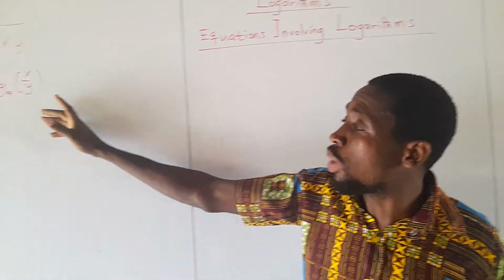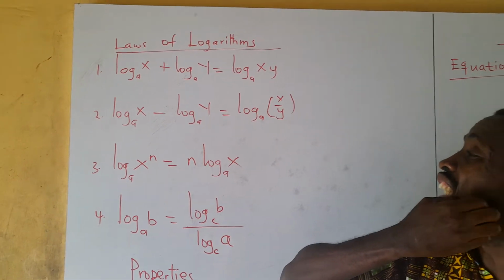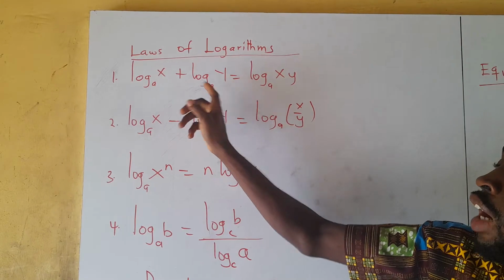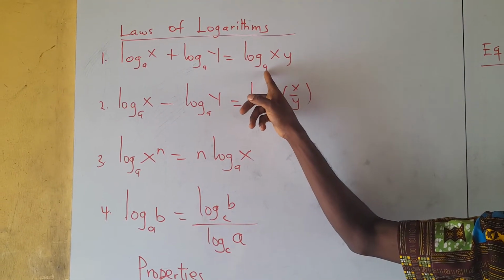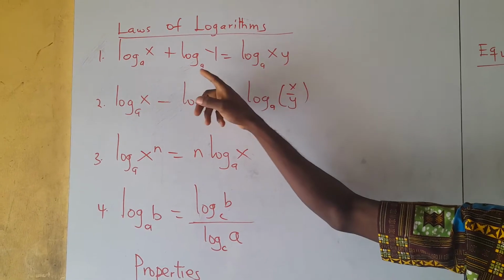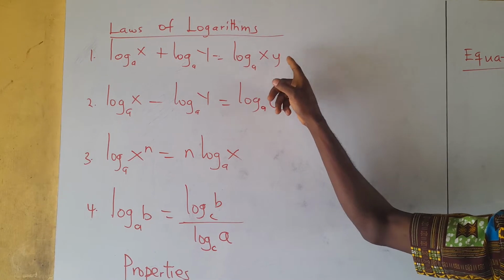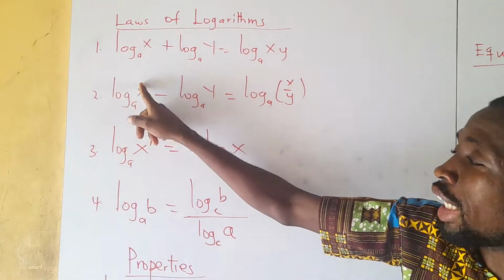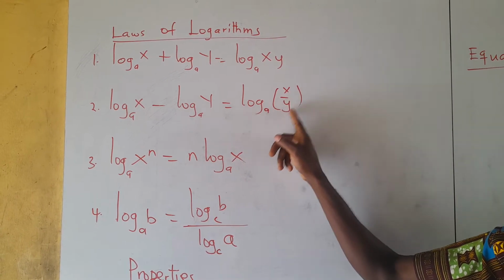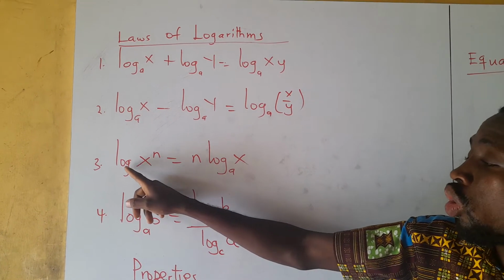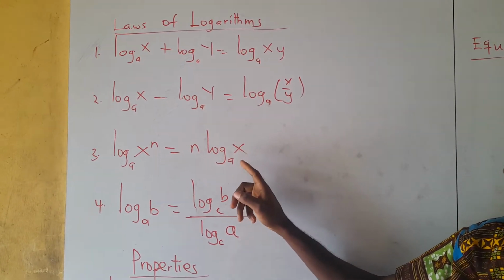Prior to this, we learned the laws of logarithms. If we have logs with the same base and we are adding, we just repeat the base and multiply the arguments. So log x base a plus log y base a is equal to log xy base a. We also say log x base a minus log y base a is equal to log x over y base a. Then the third law, log x exponent n base a is equal to n log x base a.